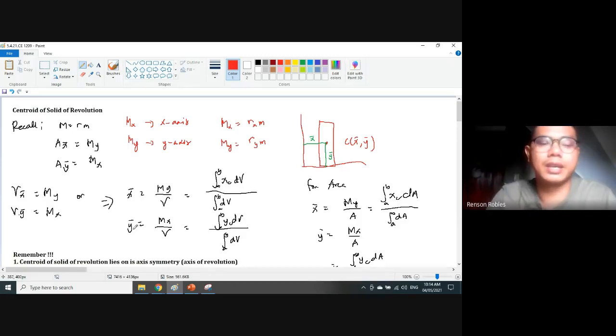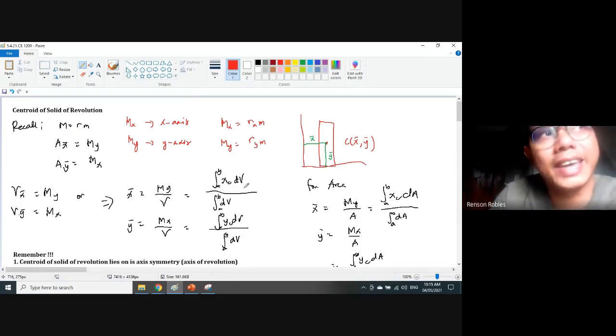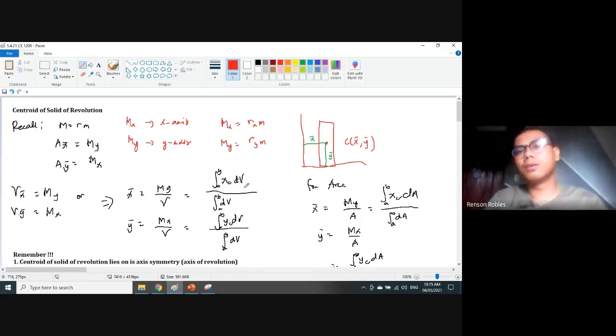And bar y is equal to moment in x divided by the volume. And so instead of dA, we will be using dV. And you recall, how do you compute for the differential in volume? dV can be computed in three ways: either by the cylindrical disc, the washer or the ring method, and the cylindrical shell method. There are three ways on how to compute for dV.